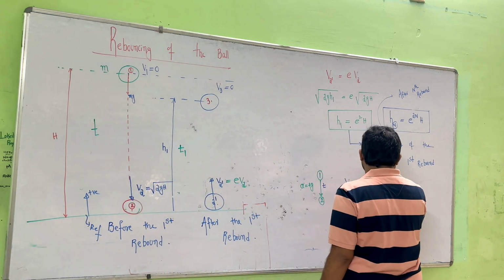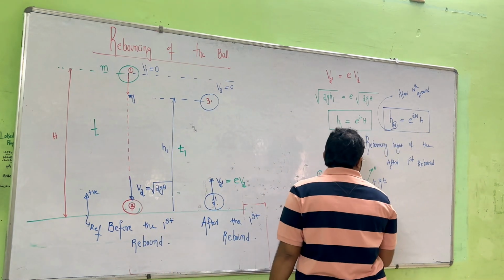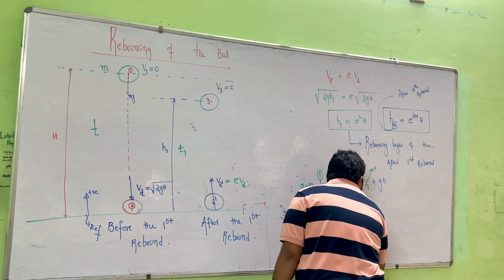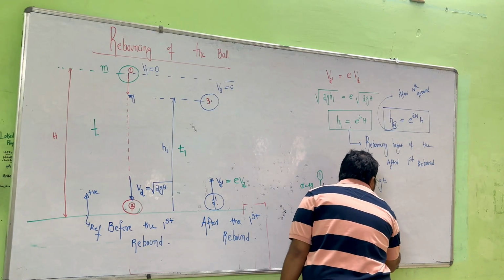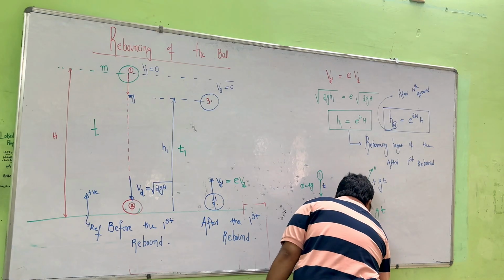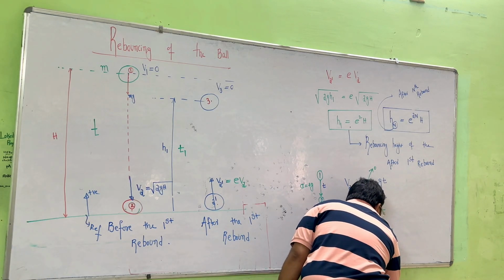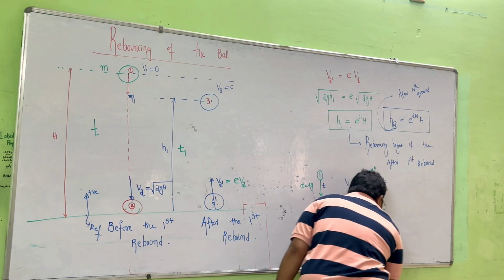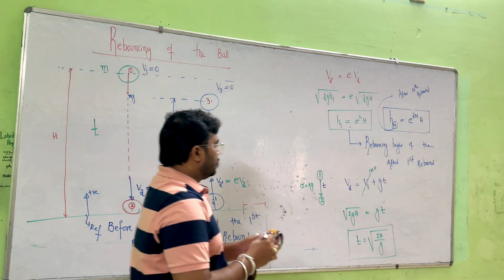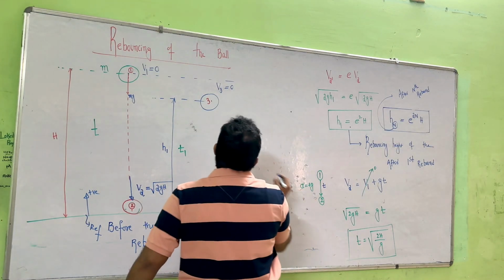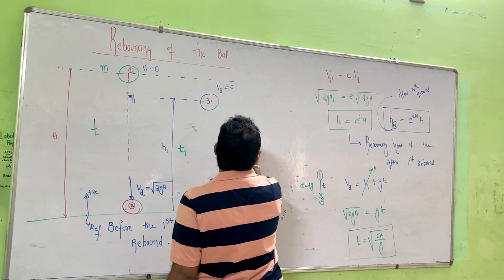v1 equals 0. v2 equals the square root of 2gH, which equals g times t. So t equals the square root of 2H by g. Understood? 2H by g.